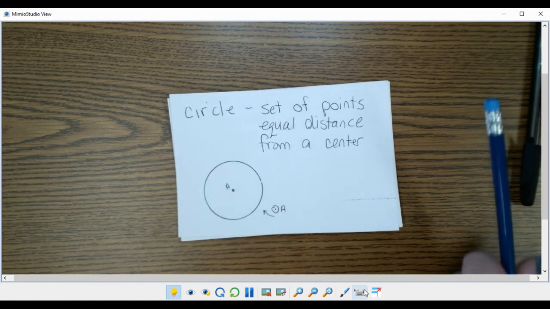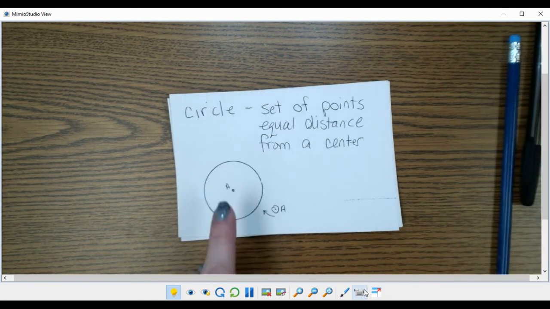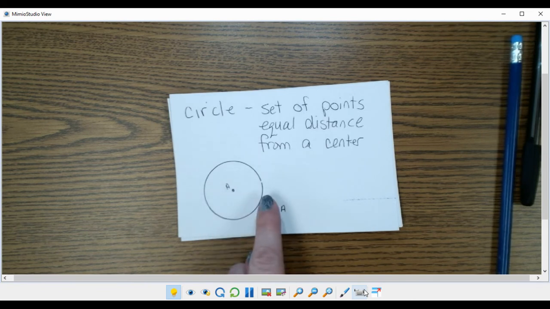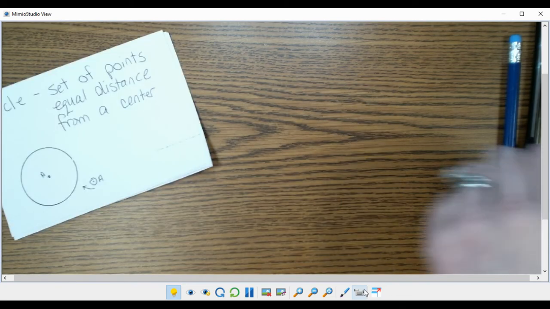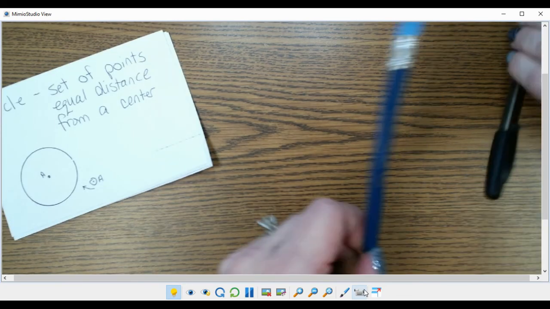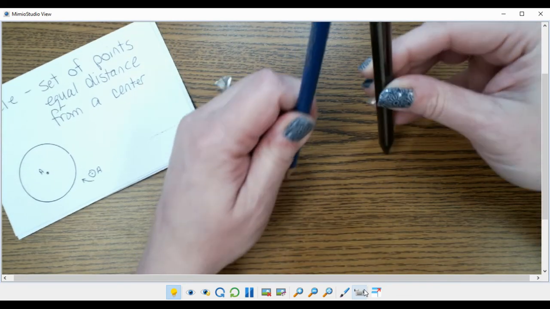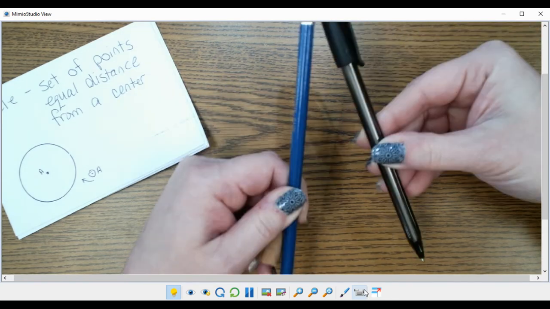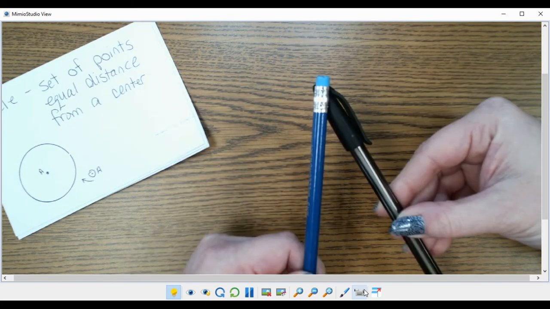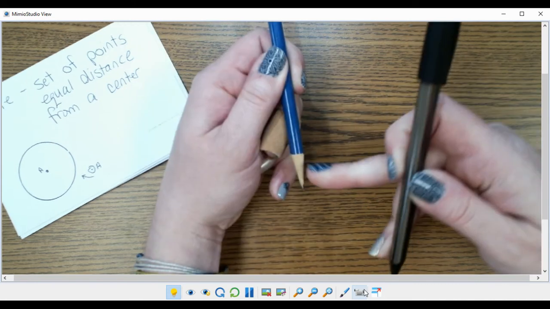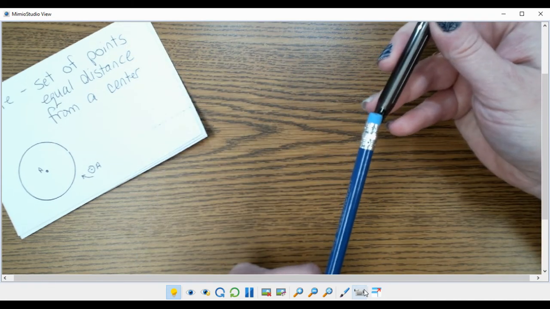Okay, now let's talk about how we do this. If a circle is a bunch of points the same distance from a given point, we've got to have a tool that keeps it the same distance. So you might have seen, and I'm going to make this kind of crude, something that looks like this. It's almost like a V, and they're attached at the top. And one side is a point, and one side is like a pencil.